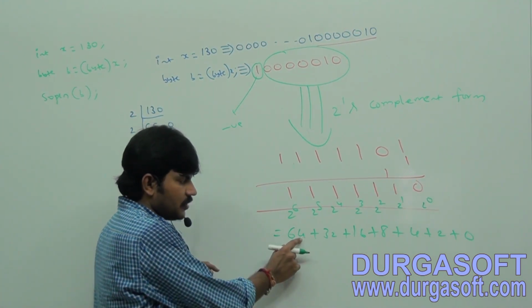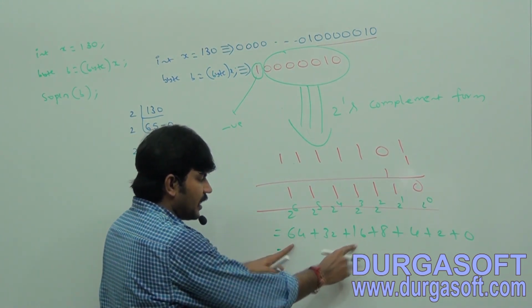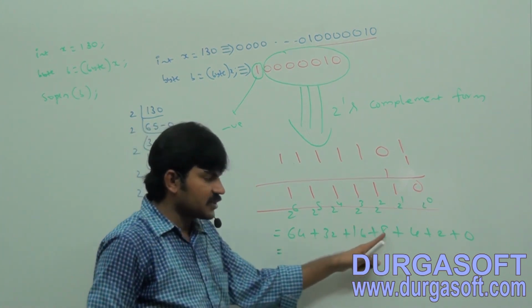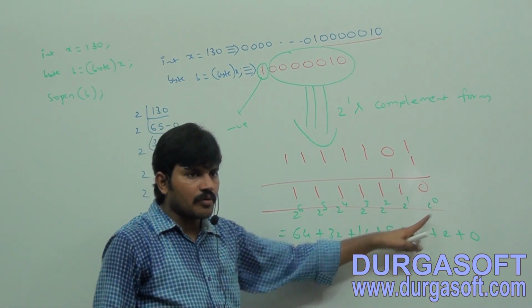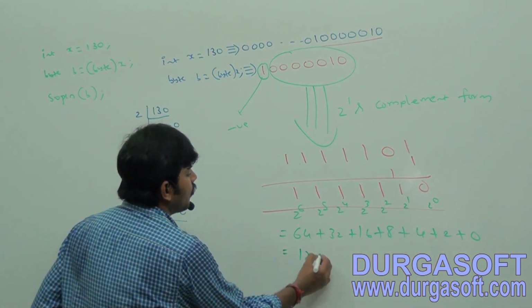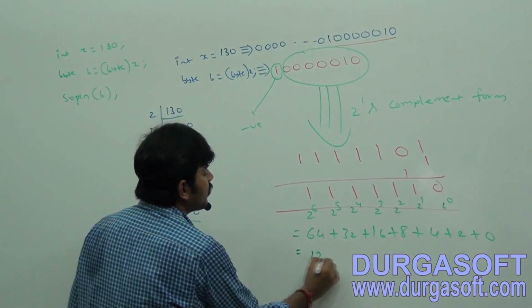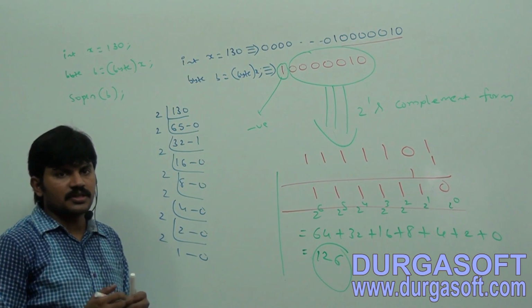Have you observed? 64 plus 16, assume 80. 64 plus 80. 32 plus 8, 40. 40 plus 80, 120. 124, 126. Now 126 itself is the value. 126 is the value. Are you able to understand that?